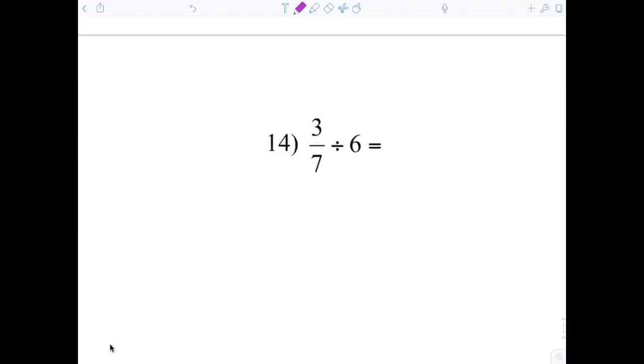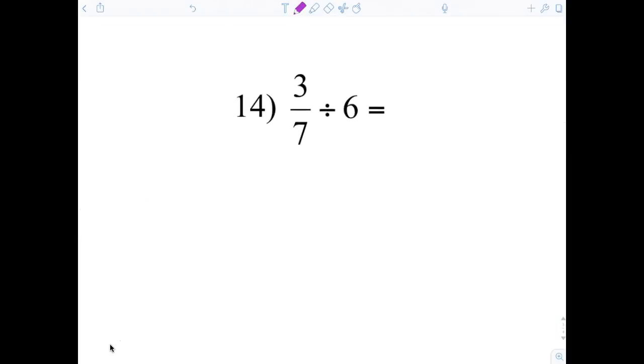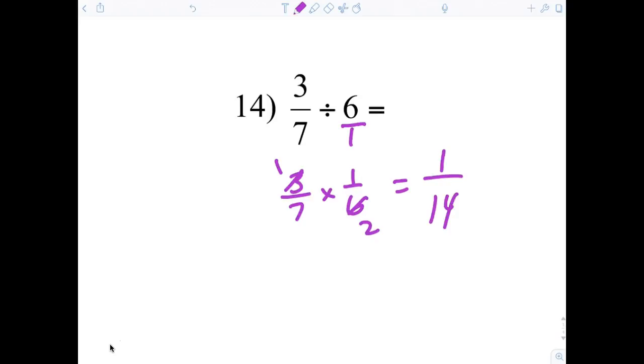14. Now, we should make Connor 6 over what? 6 over 1. Beautiful work. All right, so now what? You put it's 1 over 6. There you go, man. Good job. 3/7 times the reciprocal. And then you have to make the 3 a 1 and the 6 a 2. Final answer, 1 over 14. Very nice. All right, I'm feeling pretty good.